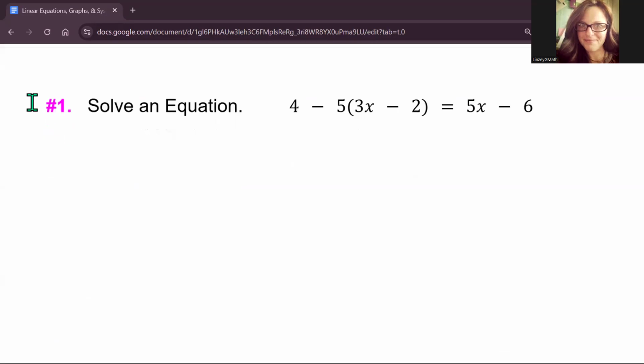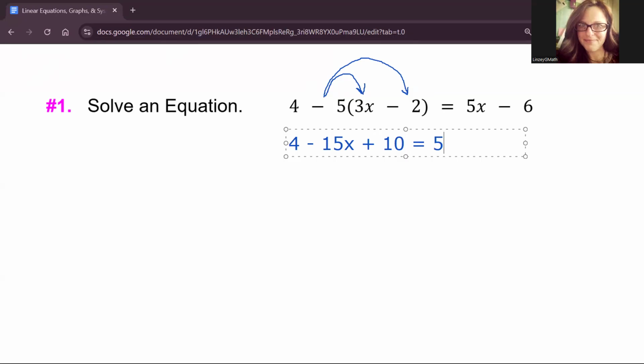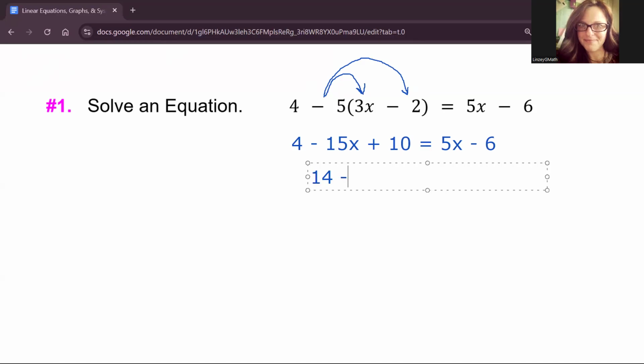Number 1, solving an equation. We're going to start by distributing -5. Multiply -5 times the terms: -15x, and -5 times -2 is +10. And then we'll combine like terms, 4 plus 10.